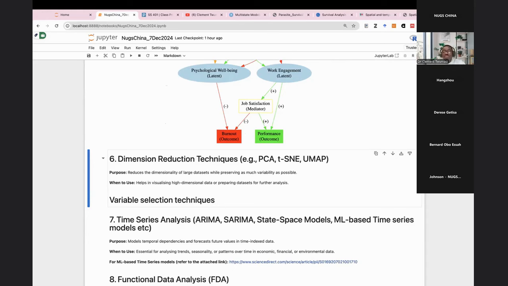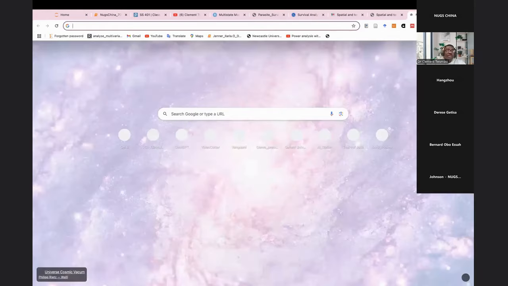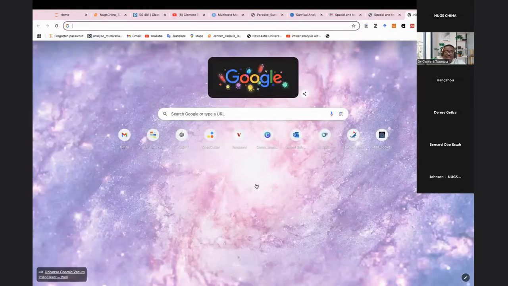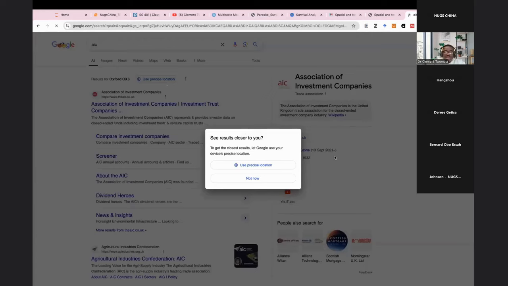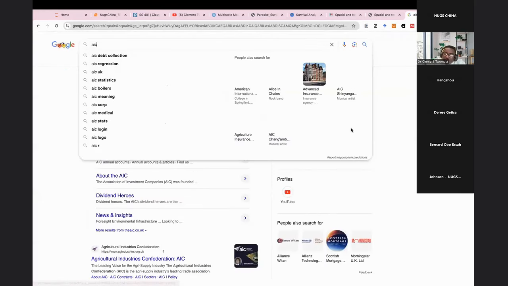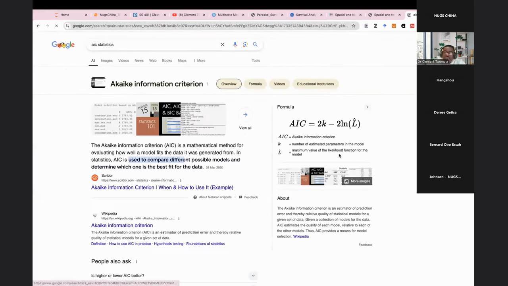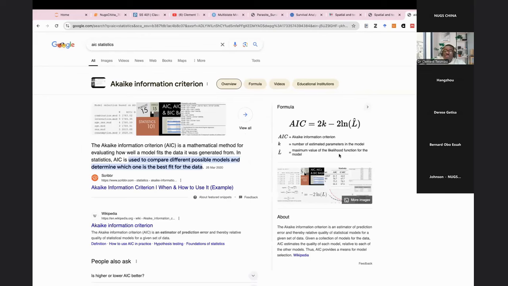If you go online and type AIC statistics, you will notice that it is a function of the likelihood function, and not every model has a likelihood function that can be explicitly evaluated or written. So that's why it's not applicable to all classes of models.